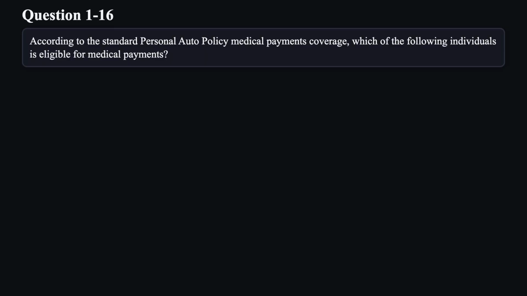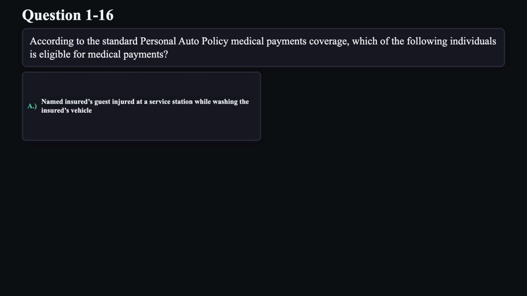Question 16. According to the standard personal auto policy medical payments coverage, which of the following individuals is eligible for medical payments? A. Named insured's guest injured at a service station while washing the insured's vehicle.